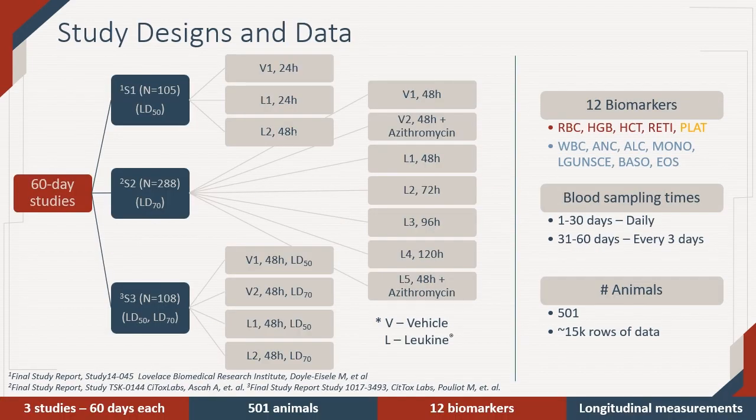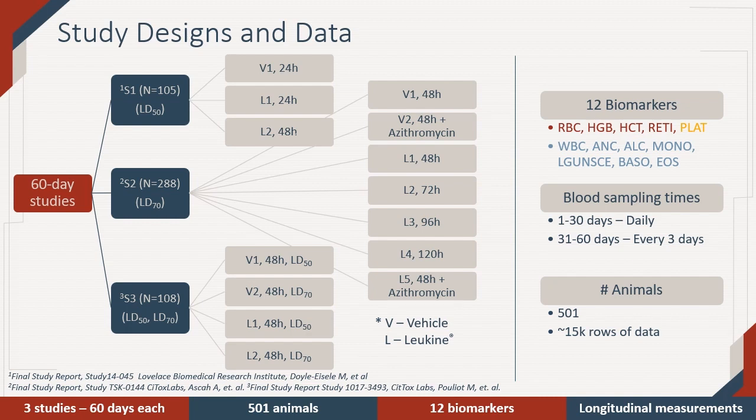I would first like to briefly touch upon the details for the studies. The data contained three 60-day studies. Studies 1 and 3 were used for the FDA approval of the MCM leukine, and study 2 was an exploratory study to test a delayed treatment approach for leukine. The study arms are listed here.